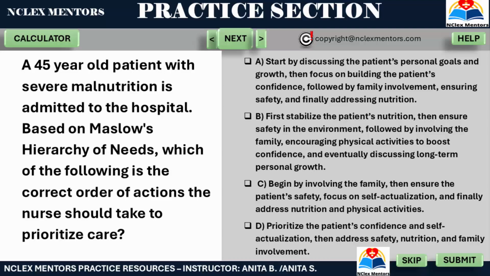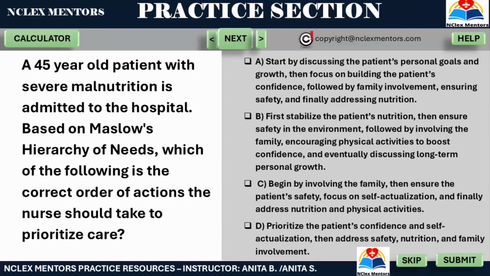Option B, first stabilize the patient's nutrition, then ensure safety in the environment, followed by involving the family, encouraging physical activities to boost confidence, and eventually discussing long-term personal growth. Option C, begin by involving the family, then ensure the patient's safety, focus on self-actualization, and finally address nutrition and physical activities. Option D, prioritize the patient's confidence and self-actualization, then address safety, nutrition, and family involvement.